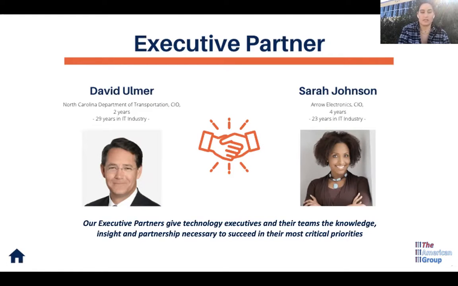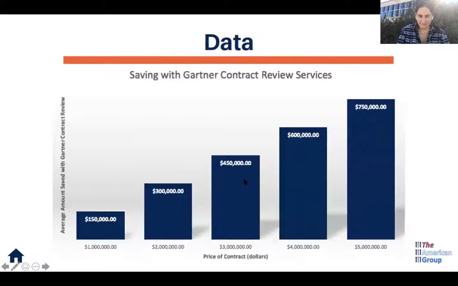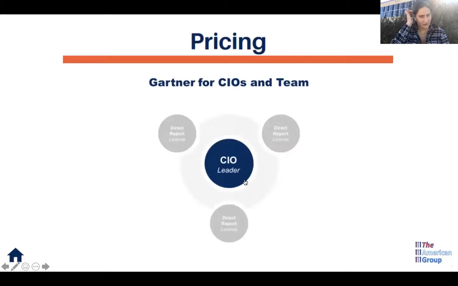I added some wording on the bottom: our executive partners give technology experts and their teams the knowledge, insight, and partnership necessary to succeed in their most critical priorities. Most critical priorities is obviously a broad statement, because I don't know what their most critical priority is, and establishing that right off the get-go will be a fun little thing. And then moving on to the data, and then I move on to the pricing.